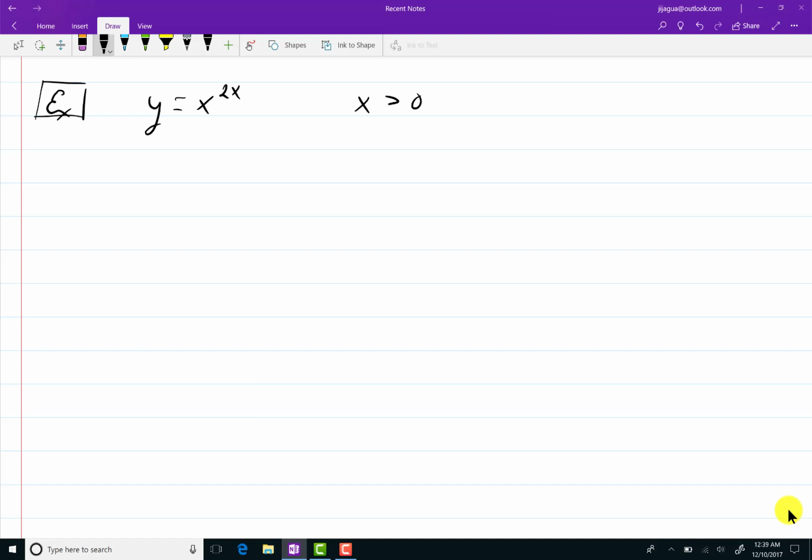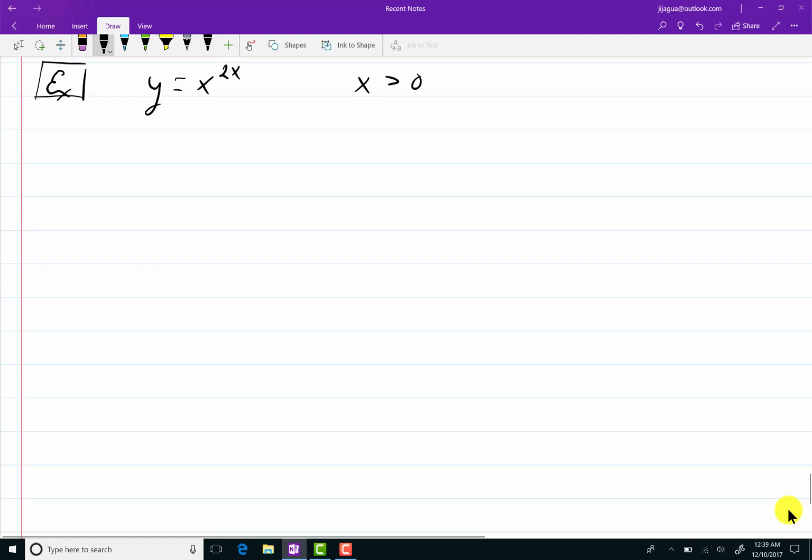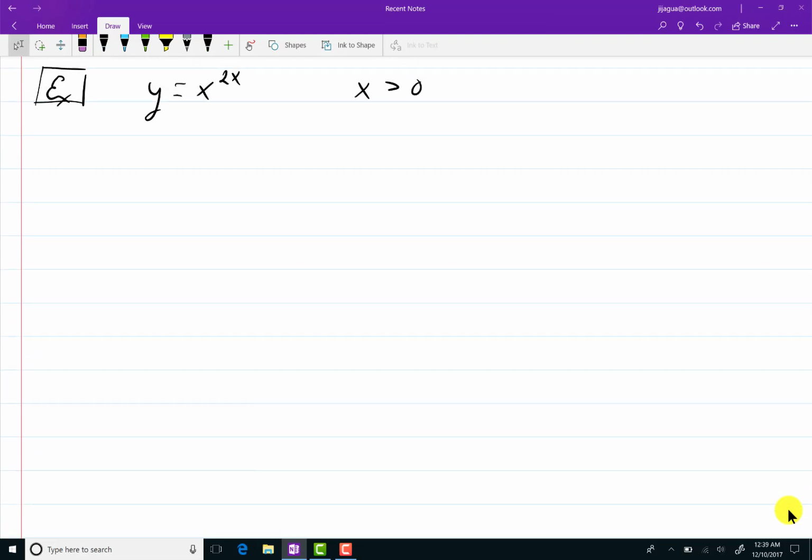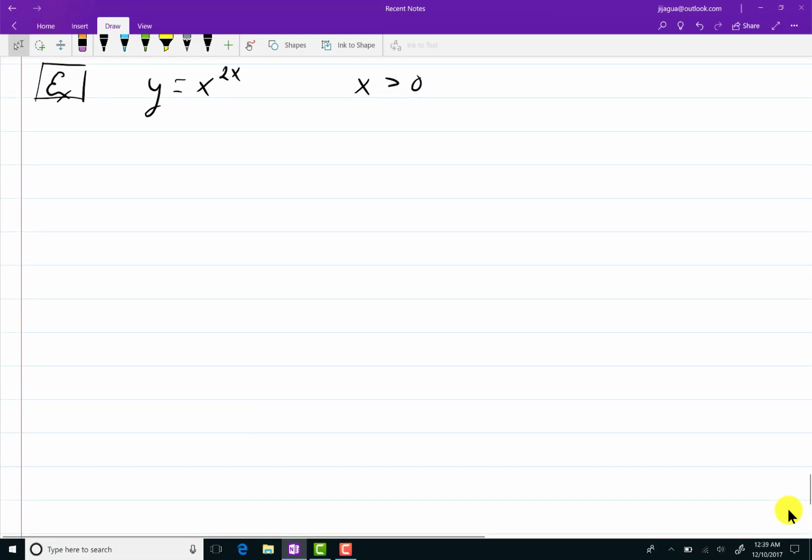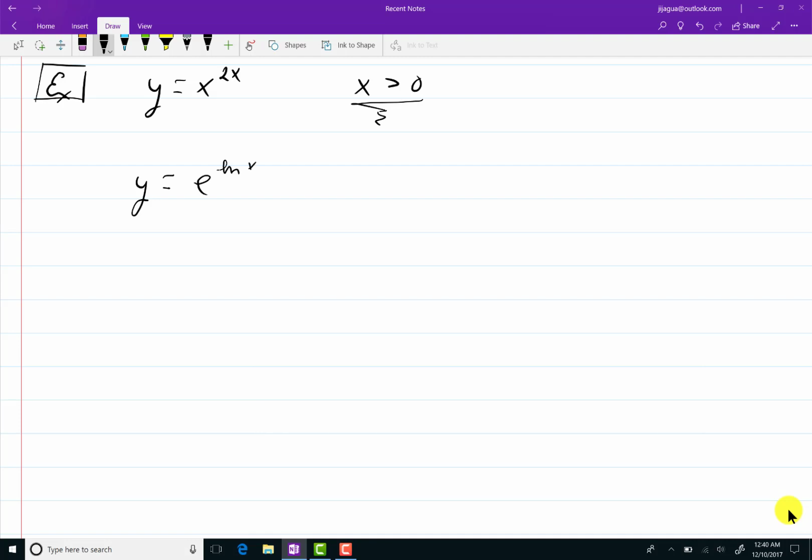You do not want to mess around with x being any real number and taking it to powers, because with negative x's you'll get a bunch of imaginary numbers. Anyways, since x is greater than 0, I know that I can rewrite y as equal to e to the natural log of x to the 2x. And then just like before, we're going to sneak that 2x down front. So y equals e to the 2x ln x.